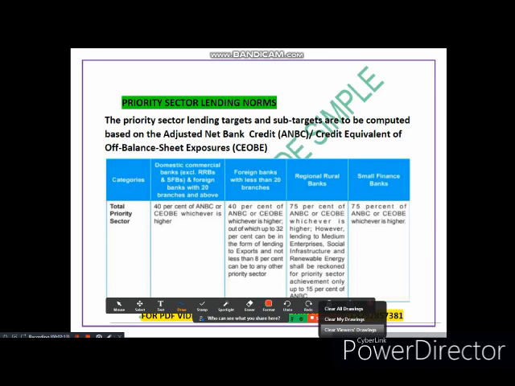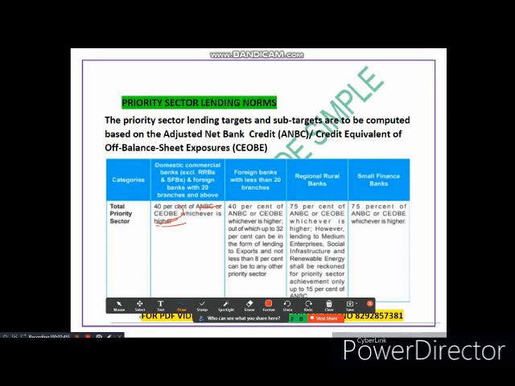The first is regarding total priority sector. The first column talks about domestic commercial banks. The second column talks about foreign banks with less than 20 branches. The third column talks about RRBs. The fourth column talks about small finance banks. The first part is total priority sector lending. Please remember, ANBC and COB we have already discussed. You calculated the ANBC, you calculated the COB. Now take 40% of both of them, and whichever is higher will be allocated to the domestic banks.